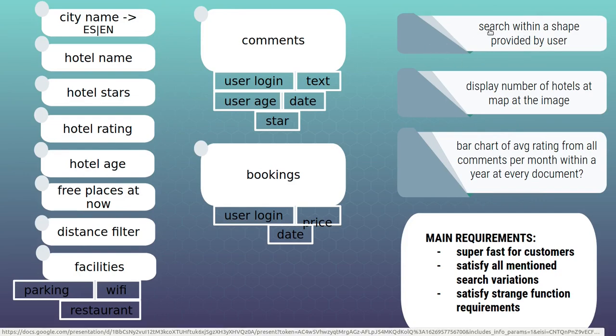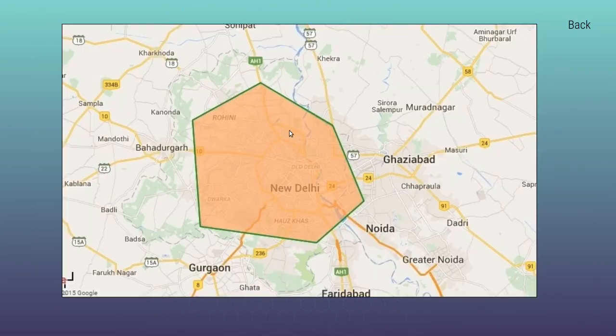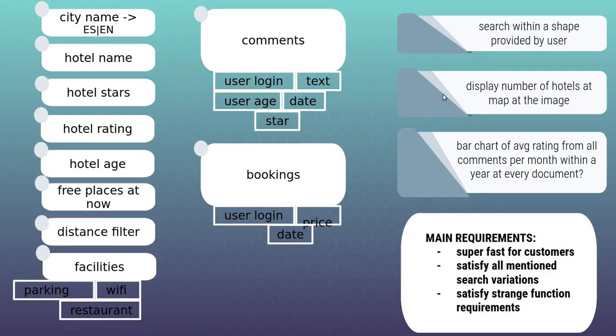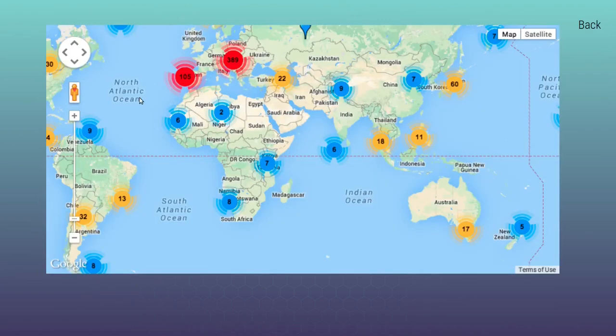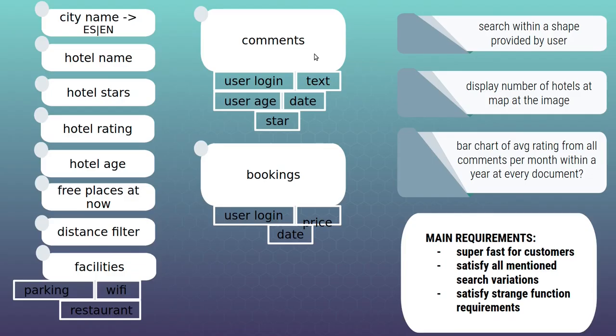First of all, we have to organize search within a shape provided by the user, and here is how it looks. The user can draw any polygon or any shape by himself, and we have to provide all hotels that would be inside the shape. Another task that we have to implement is to display the number of hotels on the map in such a way. So now when we know what we want to do, let's return to the solution.